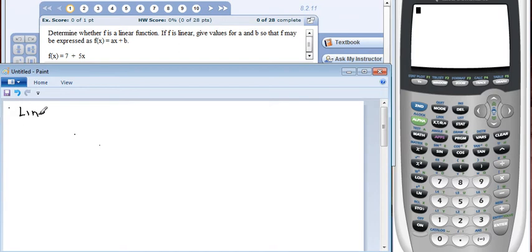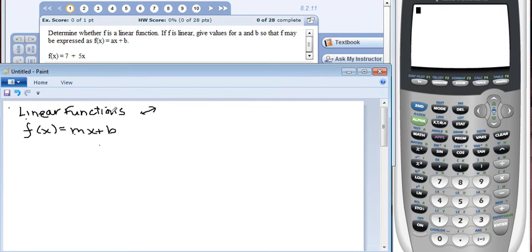So linear, what does linear mean? Linear means that graphically it's going to form a line. Okay, so they look like this. All right. And the typical linear function looks like this, mx plus b.